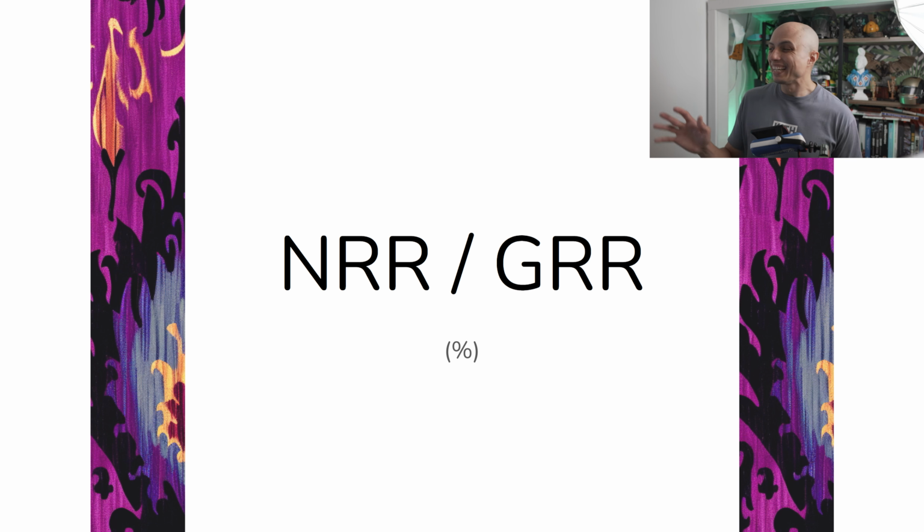NRR and GRR. You would think that they are also recurring revenue, but actually no. It's net retention rate and gross retention rate. So remember when we spoke about churn and specifically what percentage of people you lost? NRR or GRR is actually the percentage of the dollar amounts you kept. So it's like the inverse of the churn. So 100% minus churn technically should be your NRR.